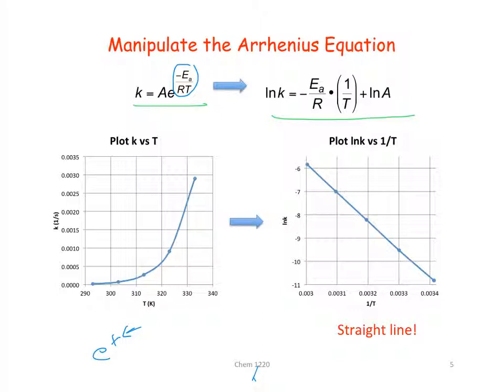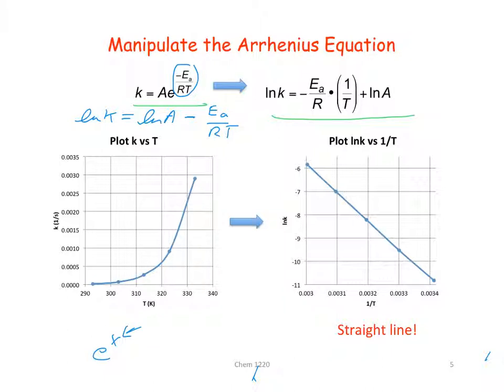So if we take the natural log of both sides, we get the natural log of k, and this equals the natural log of A. And then, because we have the natural log of e to that, we'll have a minus. That brings us down E sub a over RT. Or plus, I think. Right? No, minus. It would be plus that value, but it's a minus E sub a. Okay, so we get this. And so that's just from taking the natural log. So then if we rearrange this, we get this equation on the right.